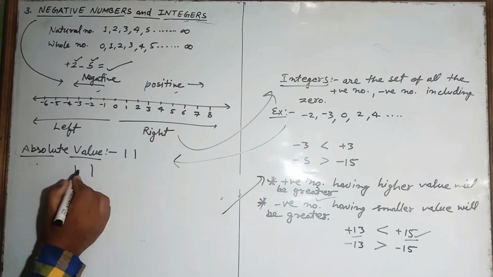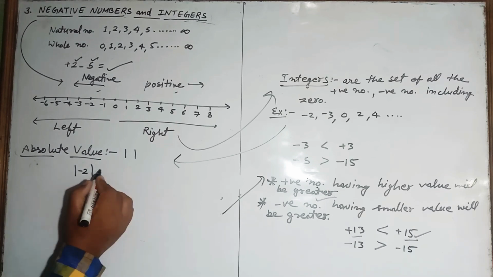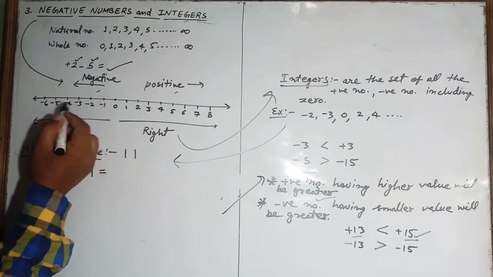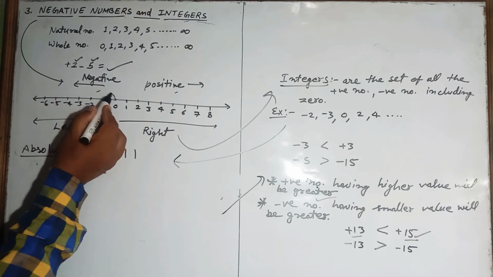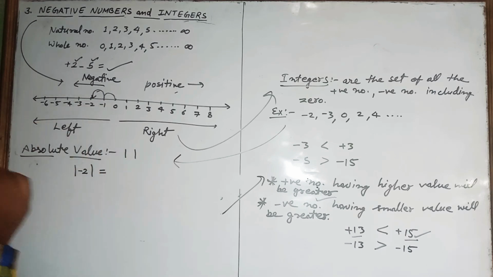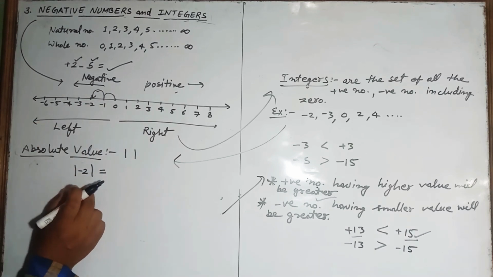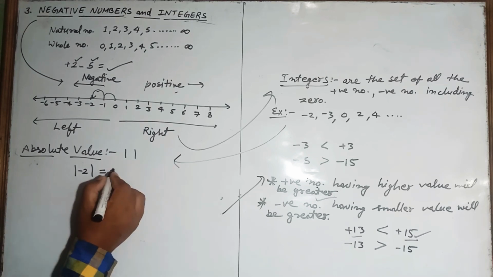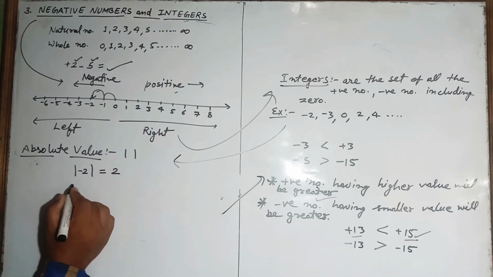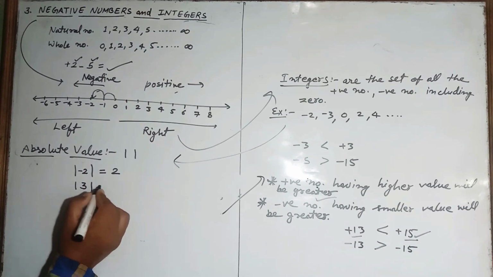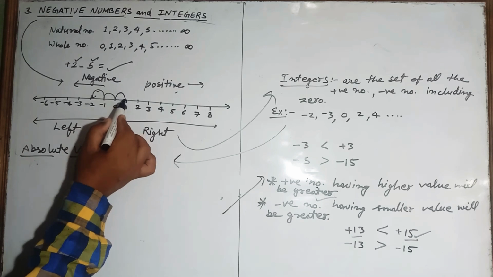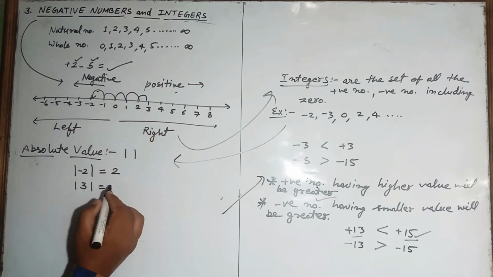If it is written mod minus 2, what does it mean? That is the distance of minus 2 from 0. So how far will it be here? 1, 2 units far it is. So what will be the value of mod minus 2, or the absolute value of minus 2? That will be 2. If I ask mod 3, what will be the value of mod 3? See how far 3 is from 0: 1, 2, 3 units. So our answer will be 3.